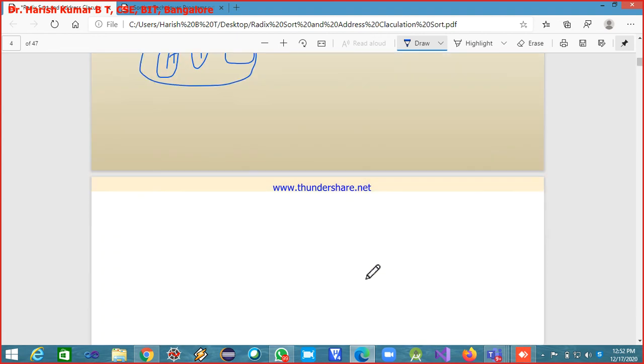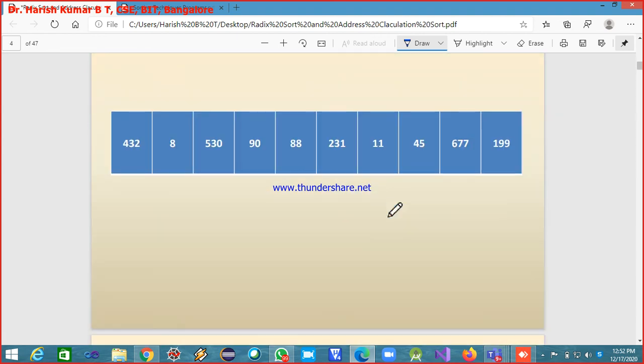Okay, so now what are those examples we are going to take? This is the 10 number example which you have considered here. You can see 432, 8, 530, 90, 88, 231, 11, 45, 677, 199. These are the 10 elements which are considered for sorting using the Radix sort, and you can see here 1, 2, 3, 4, 5, 6, 7, 8, 9, 10 elements.